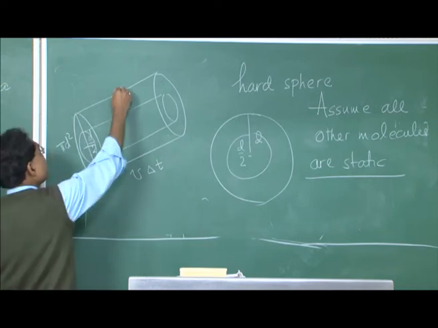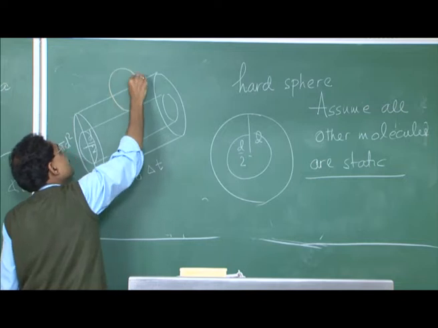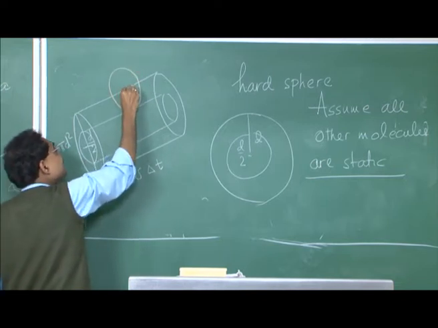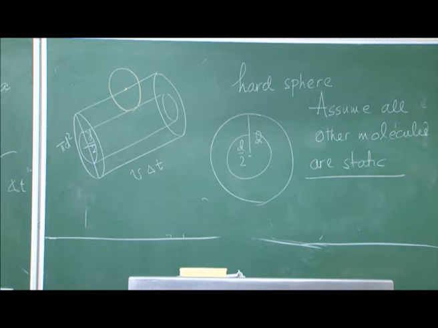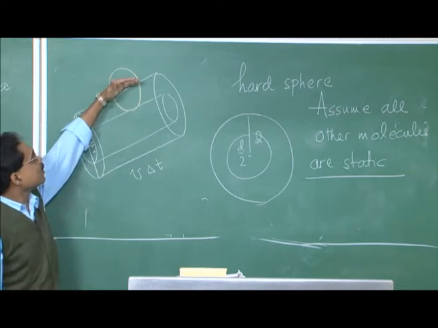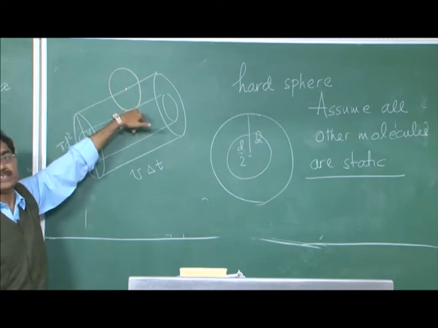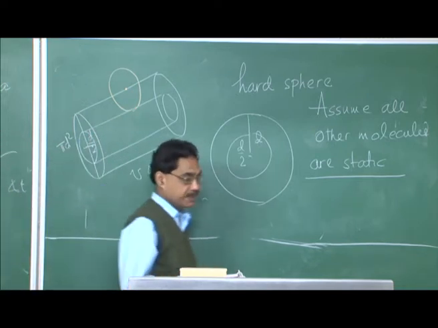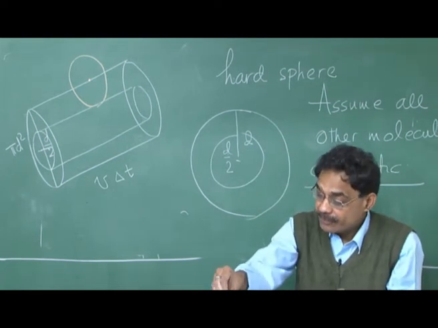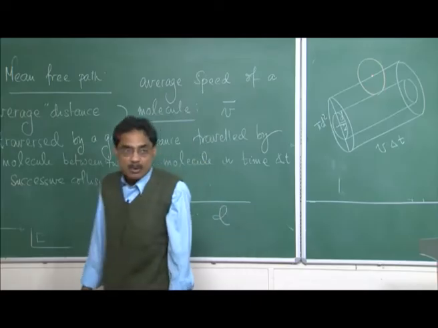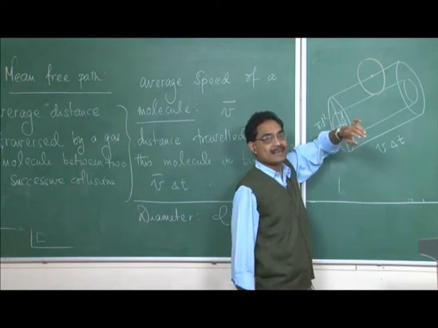Now, you see, if any molecule collides with this, its center must lie within this cylinder. If its center lies inside, or optimally on, this cylinder, there will be a collision. That tells me the number of collisions that the target molecule, which is moving, will have. Other molecules are static. Whenever any one's center lies here or inside, there will be a collision.